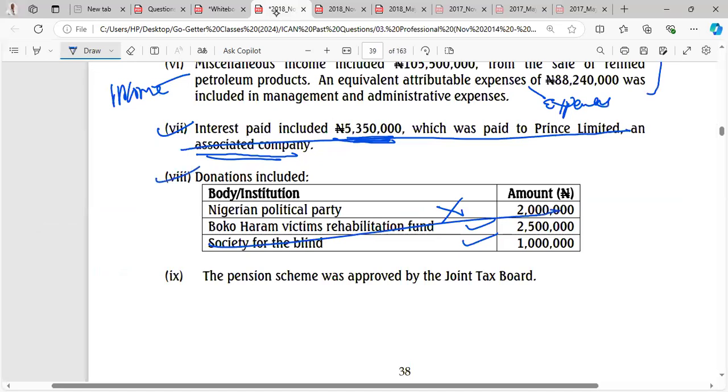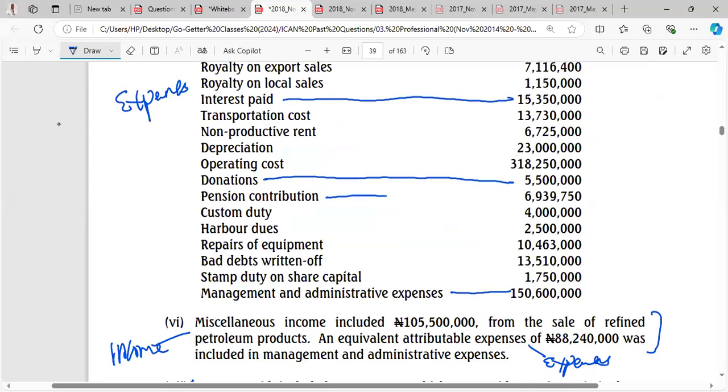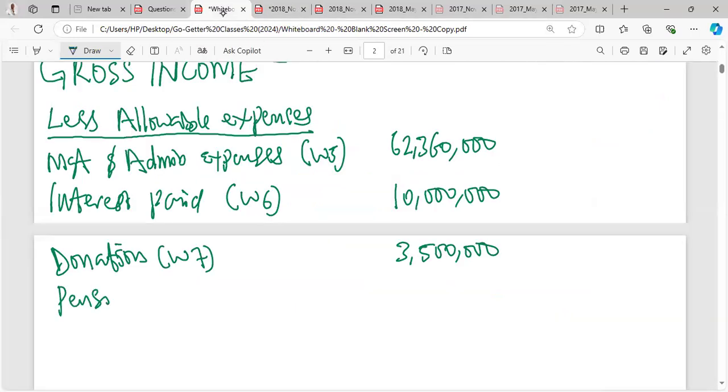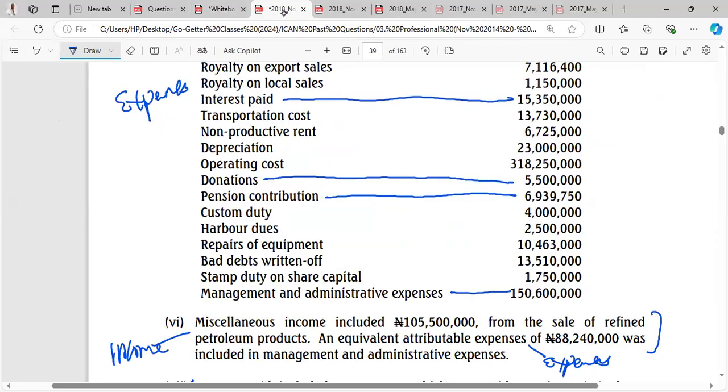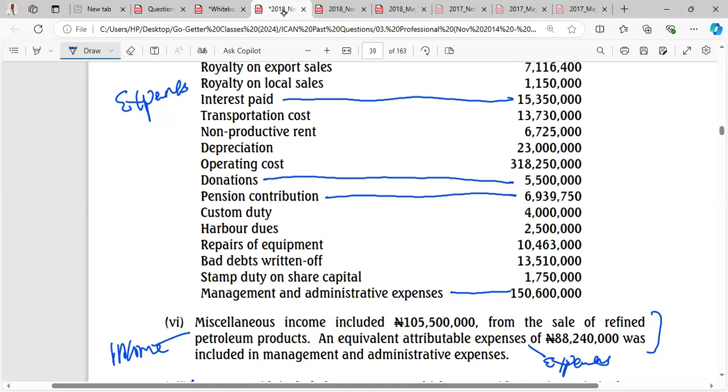So we are done with this. So let's see. We are told that pension scheme was approved by the board. So the next thing we are going to be talking about is pension. Let's go and see what was happening here in pension. Just say pension contribution. Take it straight because it's approved by the board. No workings. So pension contribution, no workings, 6,939,750. All right. Then what's the next thing?